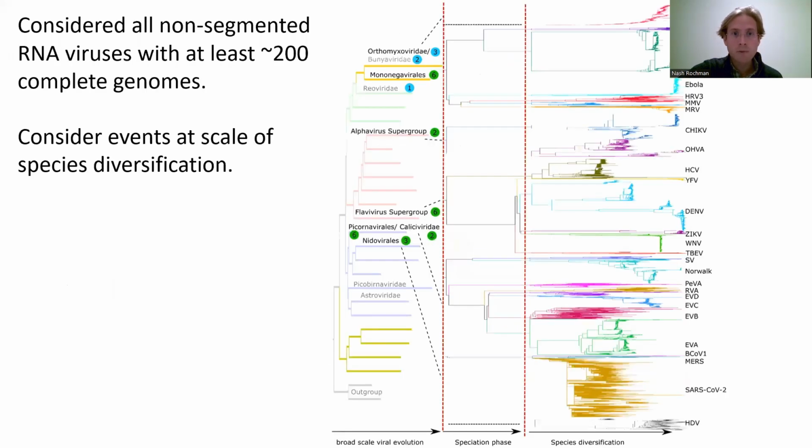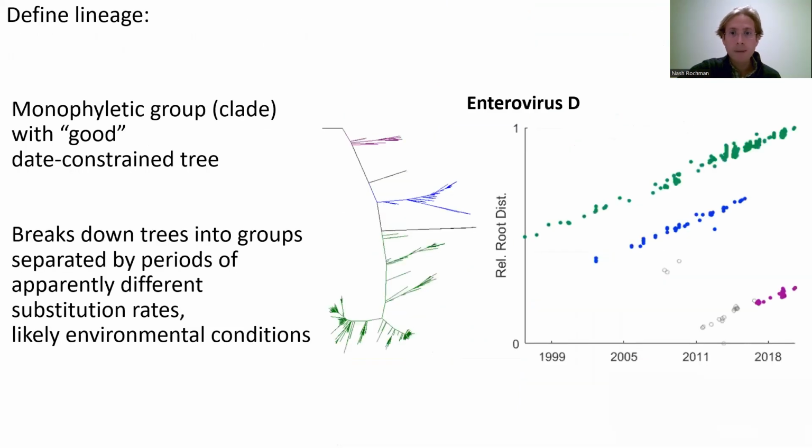Moving to longer-term trends, we built phylogenies for all non-segmented human pathogenic RNA viruses, with at least about 200 complete genomes available, in addition to H3N2 HA. We then broke up each tree into lineages, identified as monophyletic groups or clades with a good fit for a date-constrained tree. These lineages break up the trees into groups of isolates which were apparently separated by periods of varying substitution rates, likely corresponding to different environmental conditions.